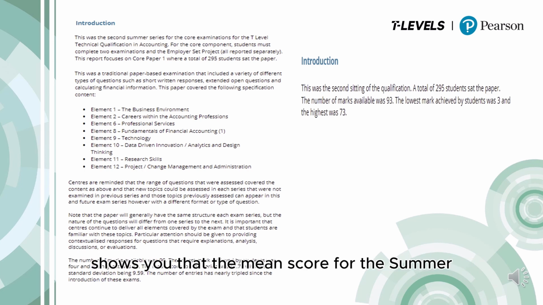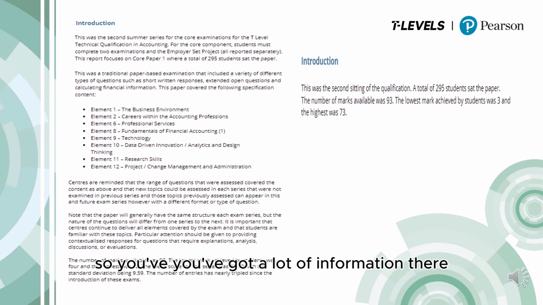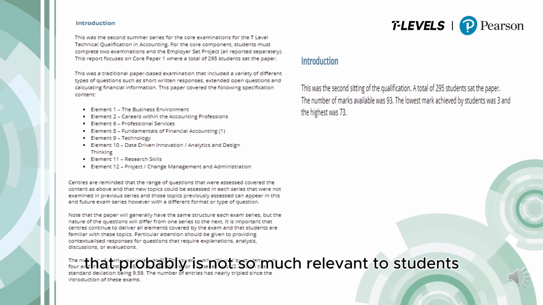And it obviously shows you that the mean score for the summer 24 series was 32.7 and a standard deviation of 9.59. So you've got a lot of information there that probably is not so much relevant to students. It might be useful to you, but in terms of looking at the highest and lowest scores and planning for assessment, you've got that there.